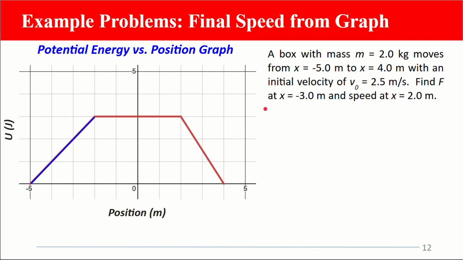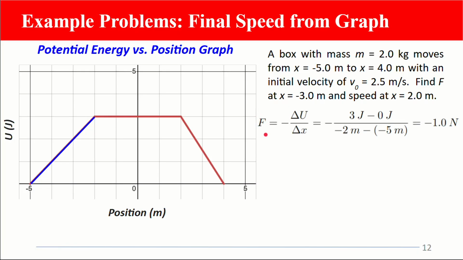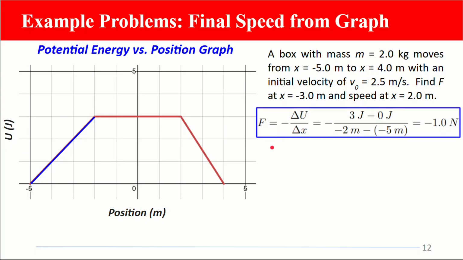So first things first, let us outline the region that we need to find the slope of for us to be able to figure out the force. And that's going to be represented by blue here. And then we get our force is equal to negative the change in U over the change in x. And that's equal to negative the change in your potential energy, that's 3 joules minus 0 joules, and then you divide by -2 meters minus -5 meters. And then you'll get this equal to -1.0 newtons. And that is going to be your force.